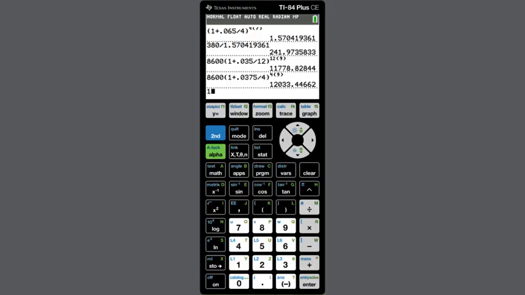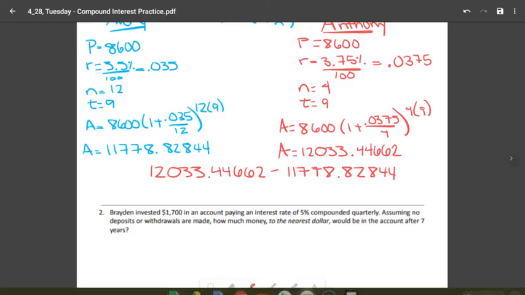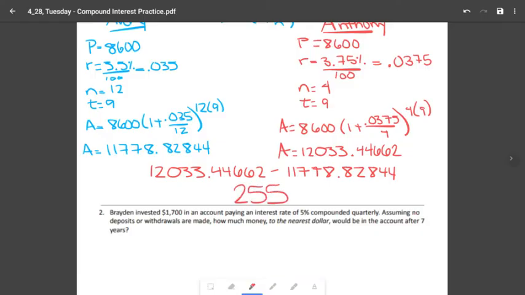So subtracting. I left out a number, of course. So retyping, I missed a 7. Now it says to the nearest dollar, so 0.6 tells me to round up, so it should be $255. Final amount.